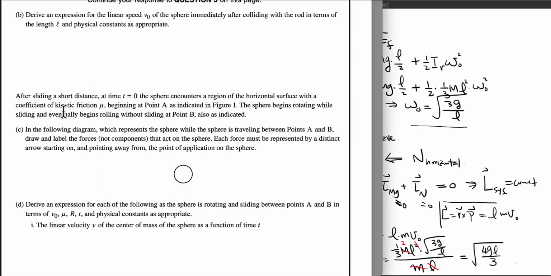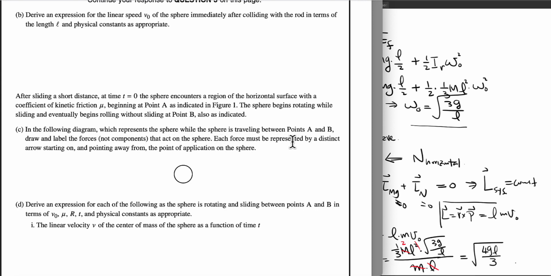Okay, question C. After sliding a short distance at time t equals 0, the sphere encounters a region of the horizontal surface with a coefficient of kinetic friction mu beginning at point A. The sphere begins rotating while sliding and eventually begins rotating without sliding at point B. Now question C, in the following diagram, which represents the sphere while the sphere is traveling between point A and B, draw and label the forces that act on the sphere.